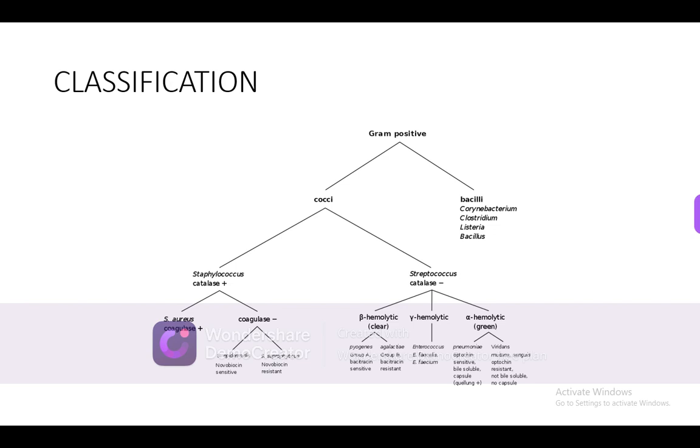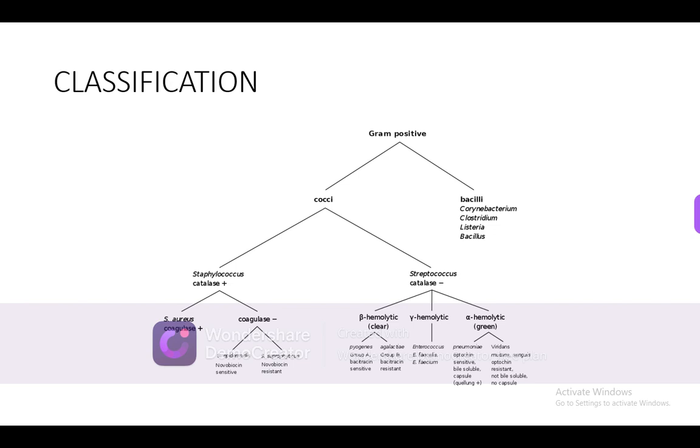Streptococcus pyogenes, for example, is a group A bacterium, sensitive, and it has a lot of modes of action and a lot of features. And Streptococcus agalactiae is Lancefield group B, and it has a very important action as far as endocarditis is concerned.